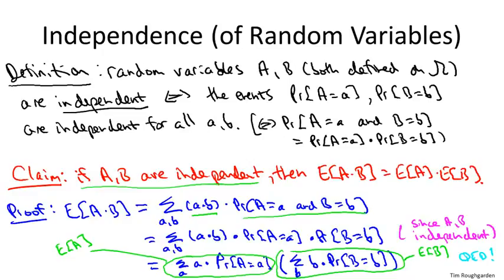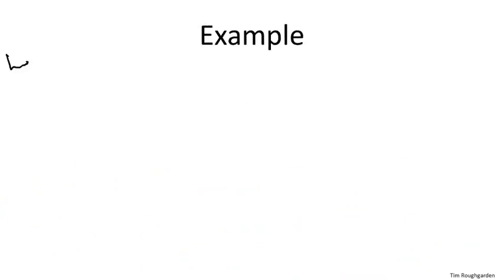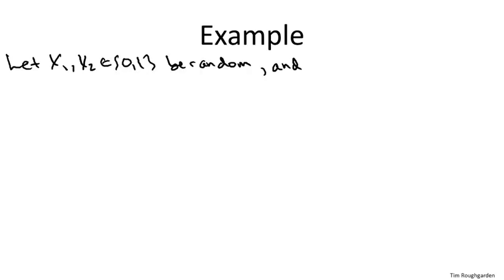Let's now wrap up by tying these concepts together in an example. A simple example that nevertheless illustrates how it can be tricky to figure out what's independent and what's not. So here's the setup. We're going to consider three random variables, x1, x2, and x3. x1 and x2 we choose randomly, so they're equally likely to be 0 or 1. But x3 is completely determined by x1 and x2, so it's going to be the XOR of x1 and x2.